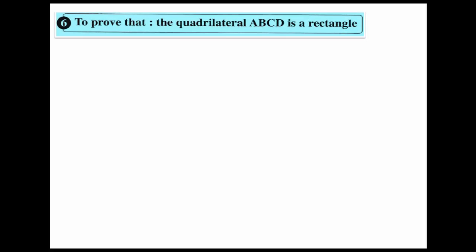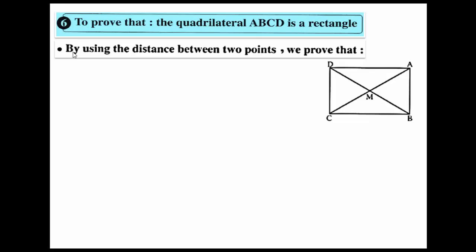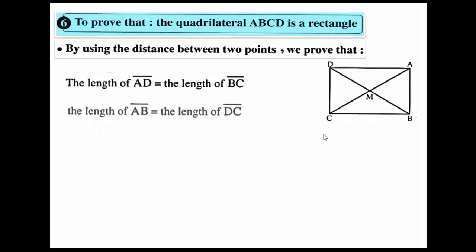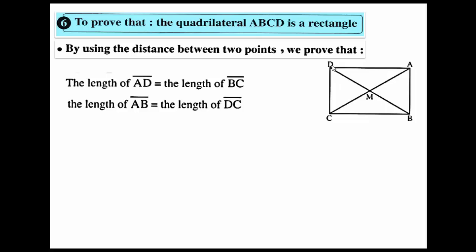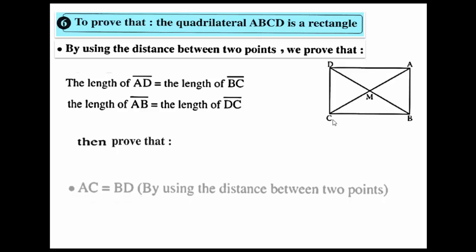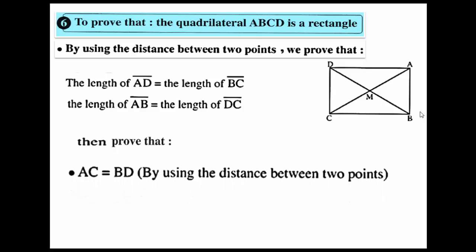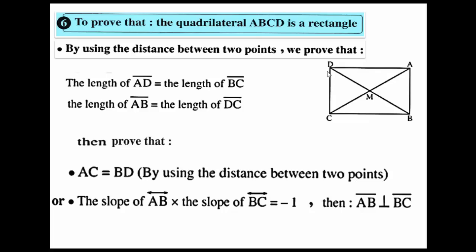Number 6, to prove that the quadrilateral ABCD is a rectangle. The first way, by using the distance between two points, we prove that the length of AD equals the length of BC, and the length of AB equals the length of DC. Then prove that AC equals BD by using the distance between two points. Then we have ABCD, a rectangle. Or the slope of AB multiplied by the slope of BC equals -1, then AB is perpendicular to BC.